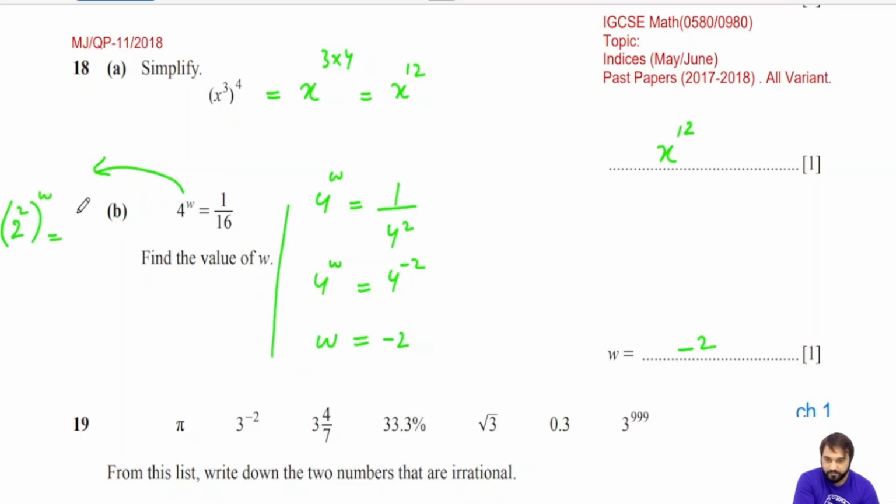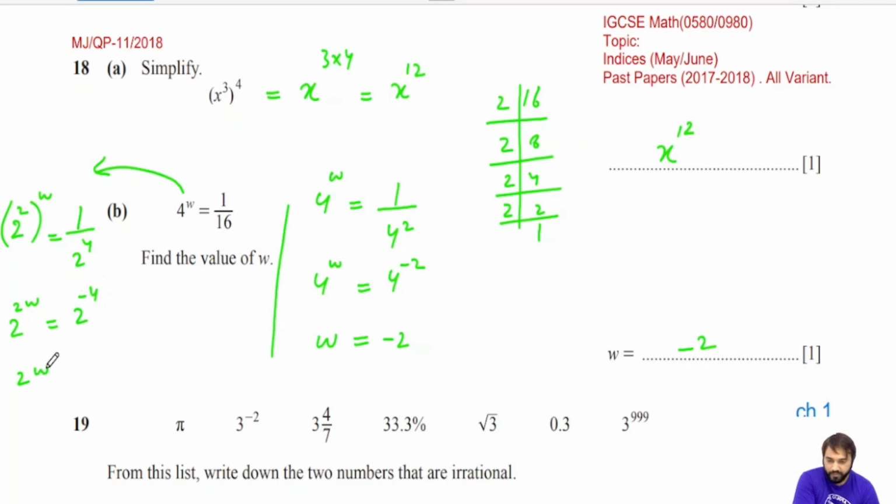W remains the same. And 16, make prime factorization of 16 like this one: 2 8 times, 2 4 times, 2 2 times, and 2 1 time. 1 2 3 4. I can write 2 raised to power 4. Power of power, just multiply 2w. Bring it up, the sign will change. It would be minus 4.